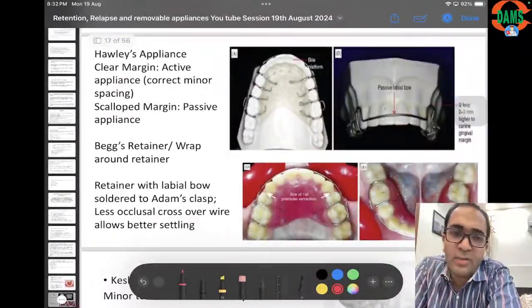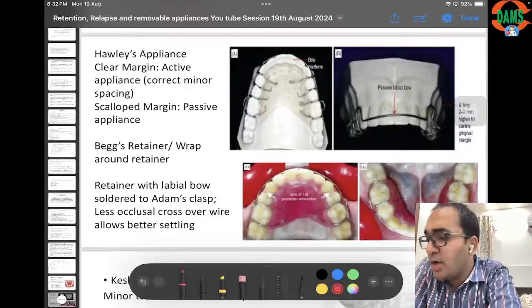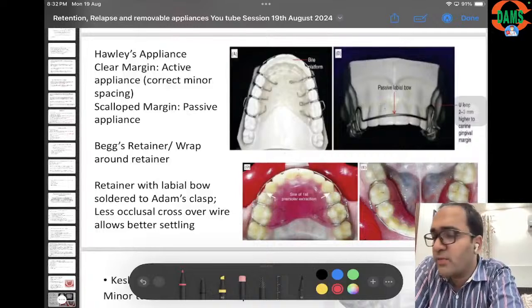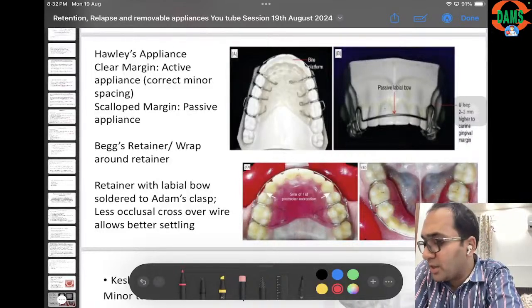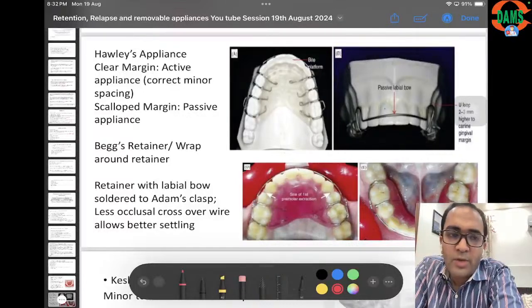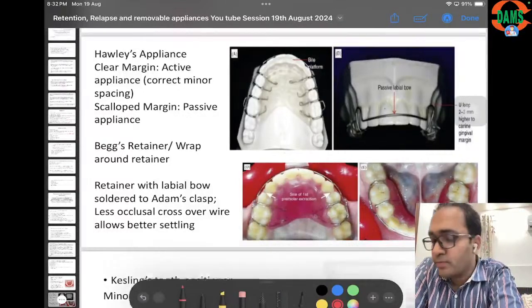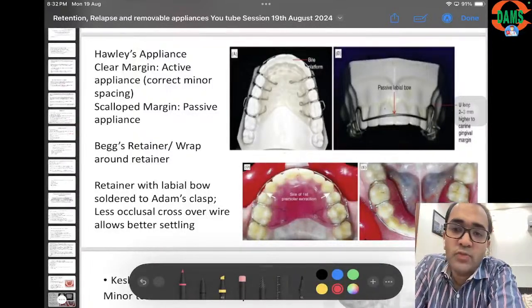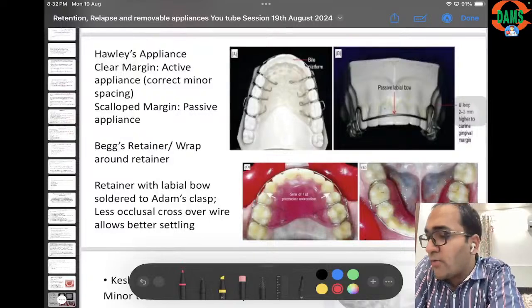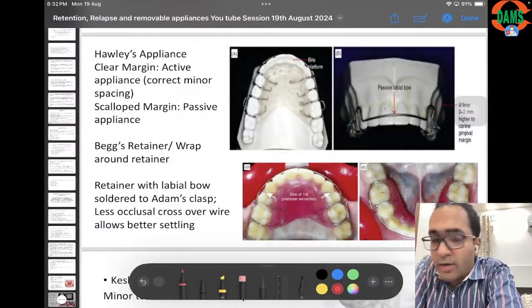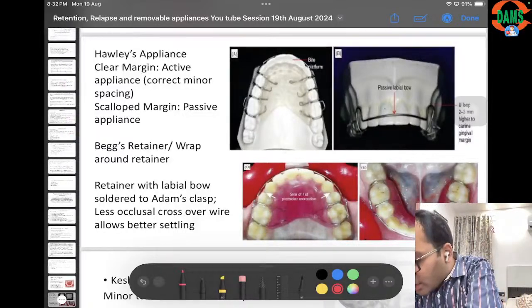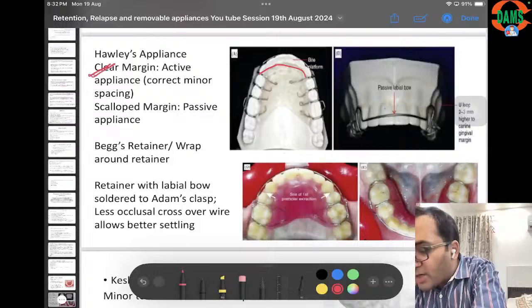Next comes the Hawley's appliance, which you have most commonly made, and everyone would have made it during your graduation, from third year to internship, for PG cases and for your own cases. So coming to the appliance, that is the Hawley's appliance. How do we distinguish between a Hawley's appliance used for retention and one used for active treatment? For active treatment, there should be a space between the incisors and the margin. That is, there should be a clear margin.